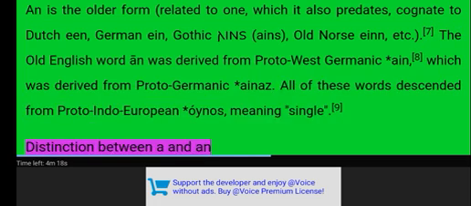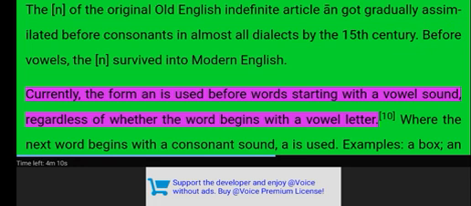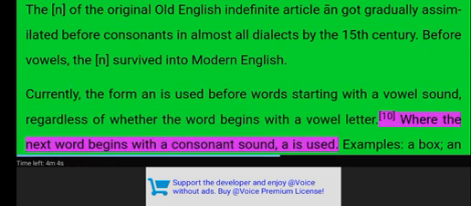Distinction between a and an. The n of the original Old English indefinite article an gradually assimilated before consonants in almost all dialects by the 15th century. Before vowels, the n survived into modern English. Currently, the form an is used before words starting with a vowel sound, regardless of whether the word begins with a vowel letter. Where the next word begins with a consonant sound, a is used.